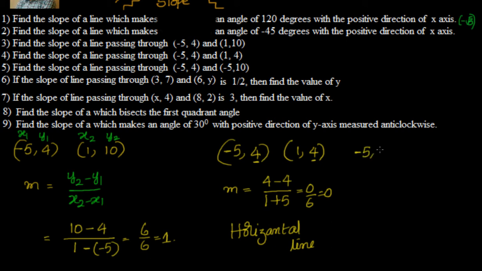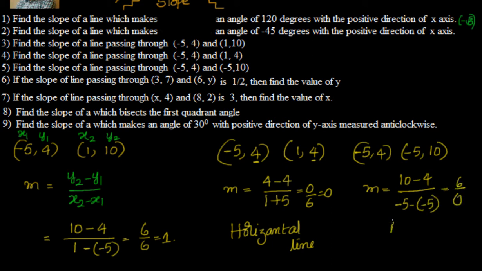Let's go to the next problem. We have minus 5 comma 4 and minus 5 comma 10. If you apply the formula, slope equals y2 minus y1, that is 10 minus 4, divided by x2 minus x1, that is minus 5 minus minus 5, which is 6 by 0, which is not defined. If the slope is not defined, immediately we know that it is a vertical line. So it's a line which is parallel to the y-axis. A horizontal line is parallel to the x-axis and a vertical line is parallel to the y-axis.